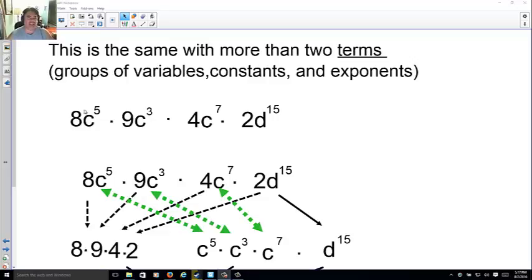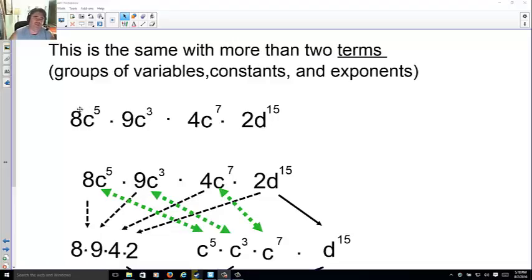Remember that this is the same as when we were multiplying. Remember we had coefficients, we had variables, and now we have more than one. We've kind of done that in the past, but let's take a look here. We have a whole lot happening: 8c to the 5th, 9c to the 3rd, 4c to the 7th, 2d to the 5th.